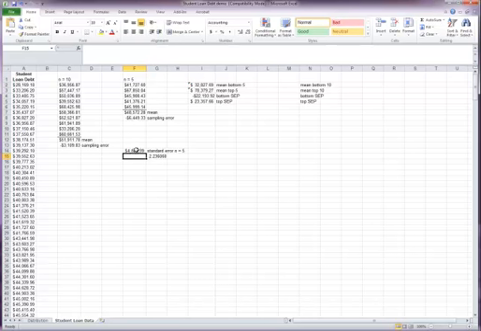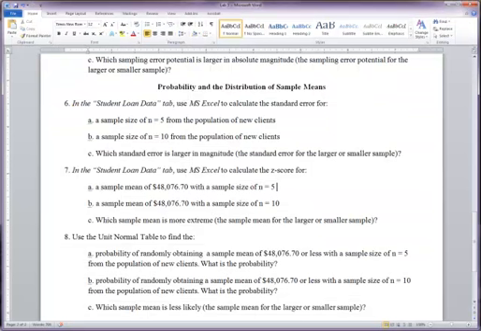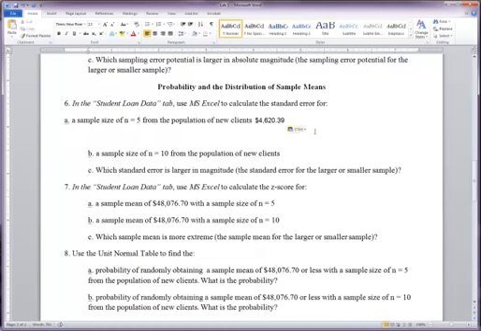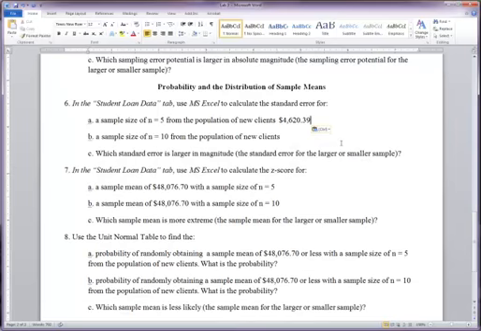So let's go ahead and copy this, Control C, and put it into our lab assignment. Standard error for n equals 5. Control V, keep text only, and let's bold it. Oh, I just moved things around. Let's undo that. And let's bold the answer.